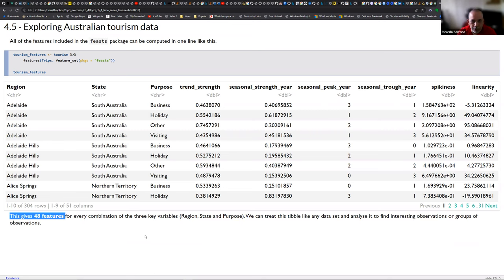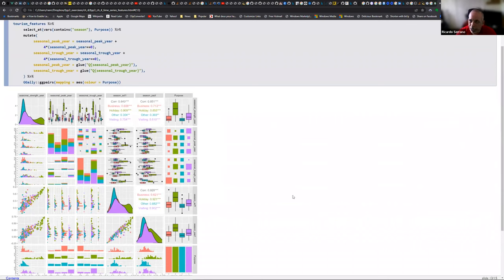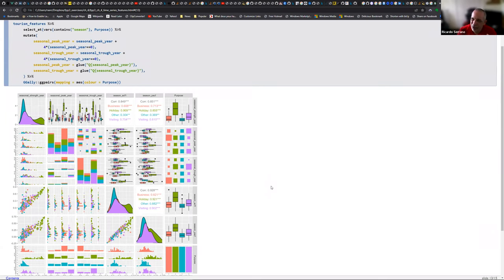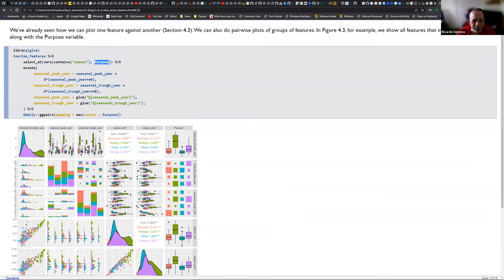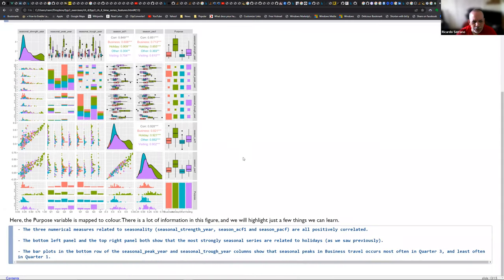In our study, he introduces a kind of pair plot on steroids from the GGally package. You can extract different information, like correlations between different features. He segmented it by purpose, which is business, holiday, visiting, and others. You can extract a whole bunch of different insights from this plot.